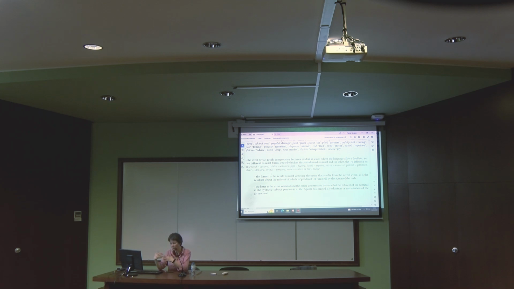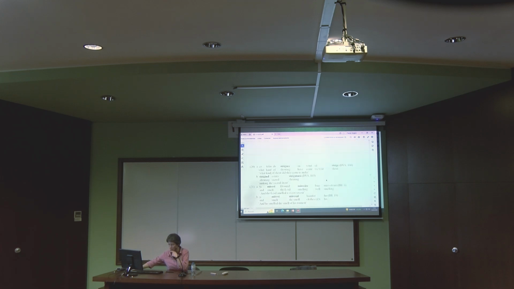The latter is the event nominal, and the entire construction denotes that the referent of the nominal in the syntactic subject position, that is the agent, has created a realizational instantiation of the given event. We have some pairs of examples: strigare, strige, shouting, to shout, shouting, strigând, strigătură, making the second shout, mirosi, mirosire, or mirosi, mirosul.